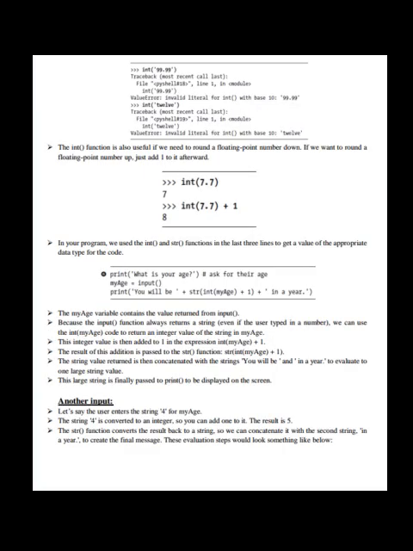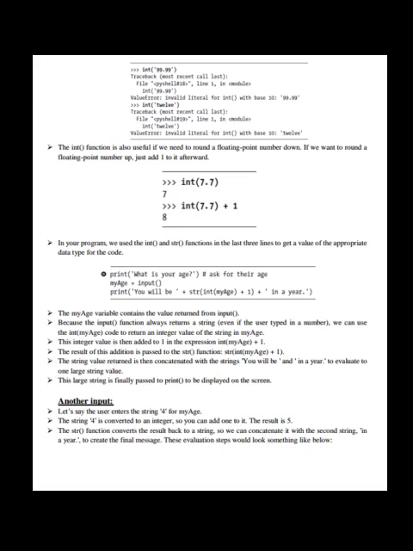See here. The int function is also useful if we need to round a floating point number down. If we want to round a floating point number up, just add 1 to it afterwards. In your program, we used the int and str functions in the last 3 lines to get a value of the appropriate data type for the code. The myAge variable contains the value returned from input, because the input function always returns a string even if the user typed in a number.